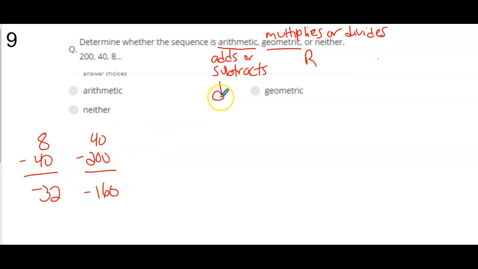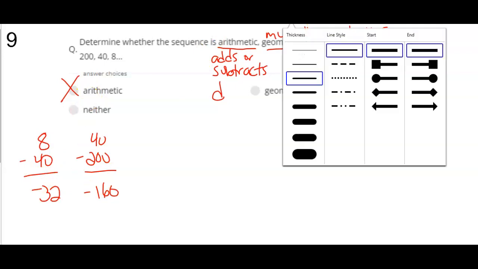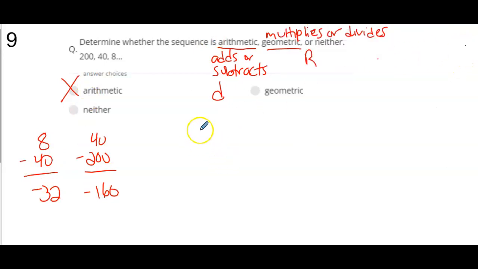So this does not have a common difference. So it is not arithmetic, since those are not the same. Now, if we wanted to try geometric, we do need to test it because it might be neither. So we start at the back of our list, and for geometric, we do ratios.